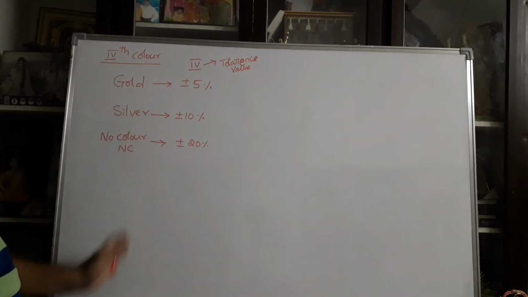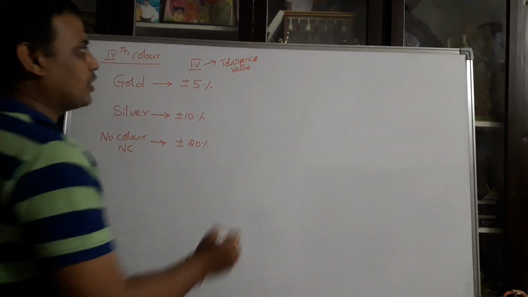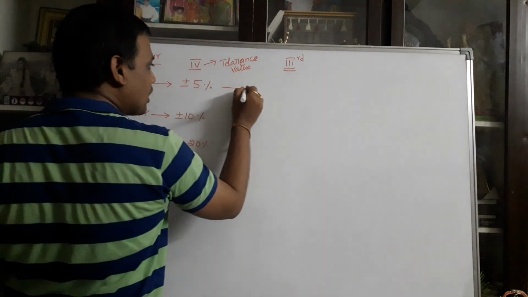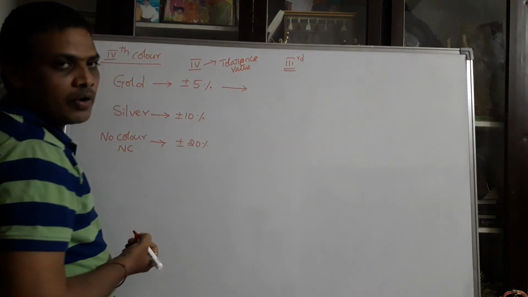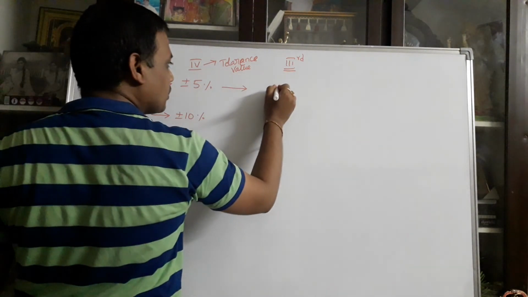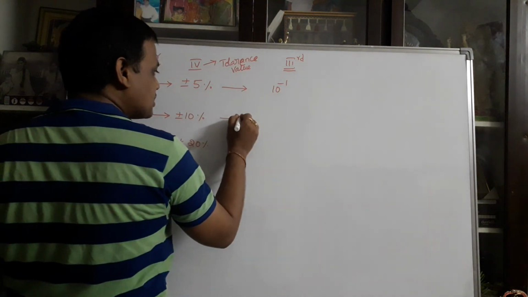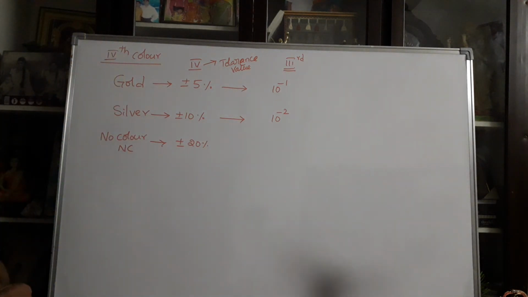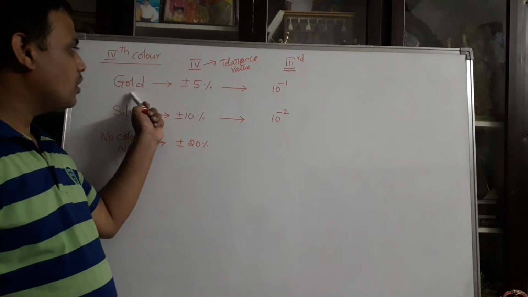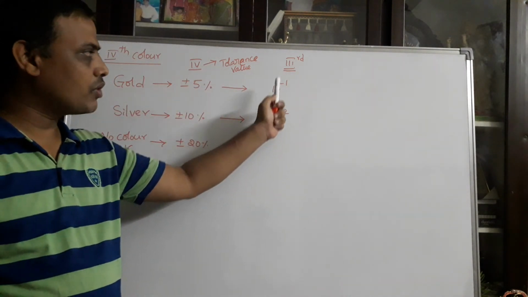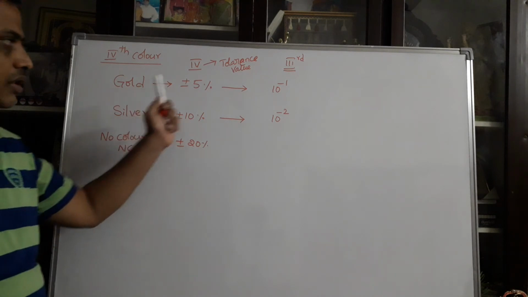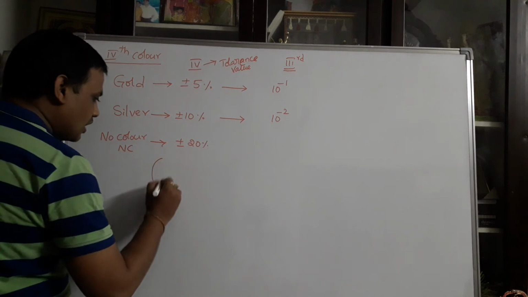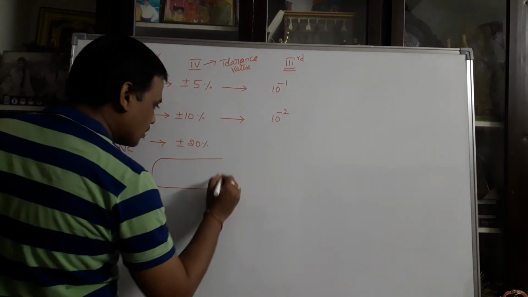Suppose these colors are existing in the third band of color. In the third band, the powers of 10: gold can be taken as 10 power minus 1, and silver can be taken as 10 power minus 2. So if the third band of color is gold, you write the power of 10 as 10 power minus 1. If silver is in the third band, the value is 10 power minus 2. Based on this, you can easily give the value of resistance.